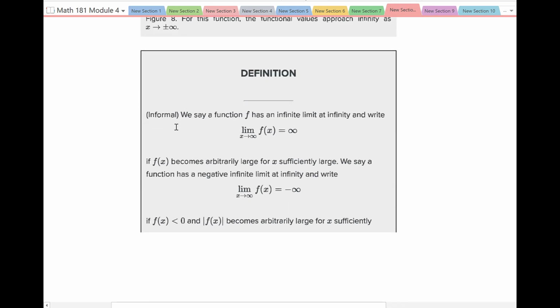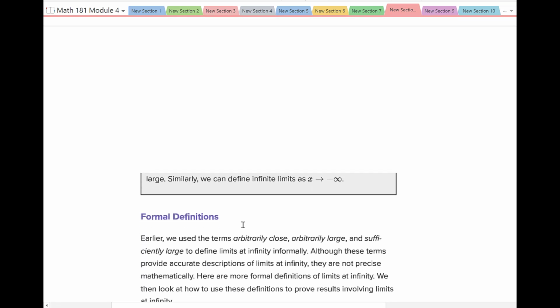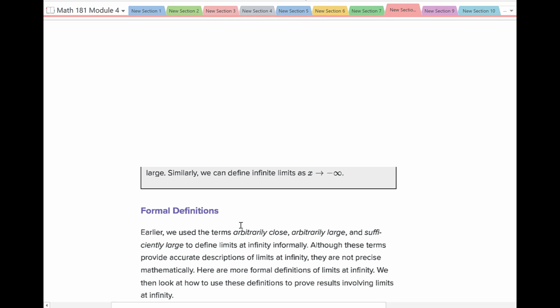Definition. We say a function f has an infinite limit at infinity, and write the limit as x approaches infinity of f of x equals infinity, if f of x becomes arbitrarily large for x sufficiently large. We say a function has a negative infinite limit at infinity, and write the limit as x approaches infinity of f of x equals negative infinity, if f of x is less than 0 and the absolute value of f of x becomes arbitrarily large for x sufficiently large. Similarly, we can define infinite limits as x approaches negative infinity.